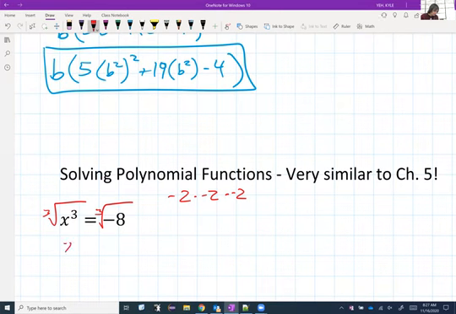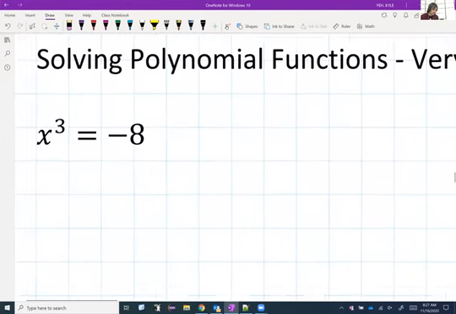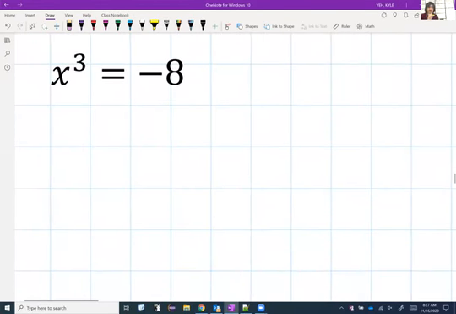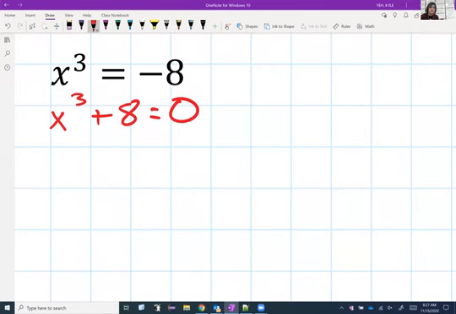You might be tempted to do this and just say, oh, x equals -2, done. The problem is you're only 1/3 right. This is an x cubed. We know we should get 3 solutions. So here's what I'm going to do. How can I factor this? It looks to me like if I move that 8, this is a sum of 2 perfect cubes.